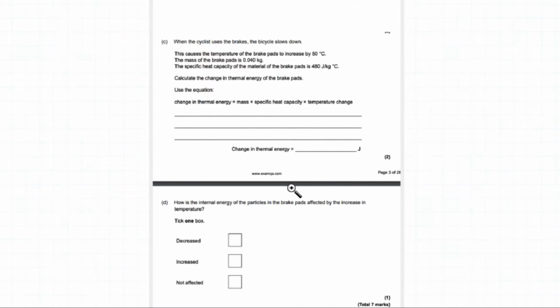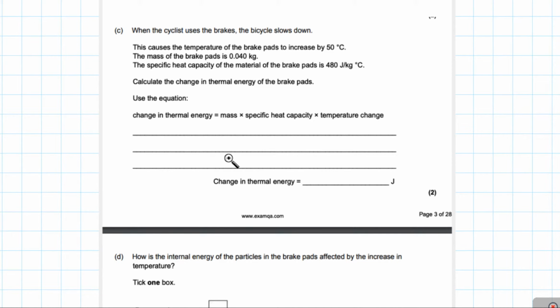For part C, when the cyclist uses the brakes, the bicycle slows down. This causes the temperature of the brakes to increase by 50 degrees. The mass of the brake pads is 0.04 kilograms, and the specific heat capacity of the material is 400 joules per kilogram per degree. Calculate the change in the thermal energy. Again, this is very straightforward. It's given us the equation, which is change in thermal energy is mass times specific heat capacity times temperature change.